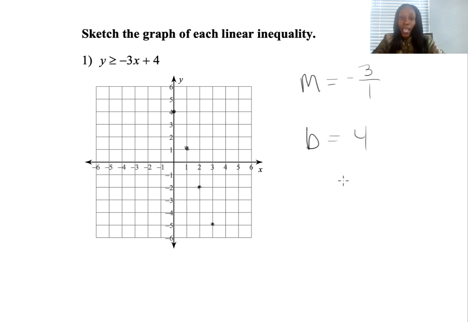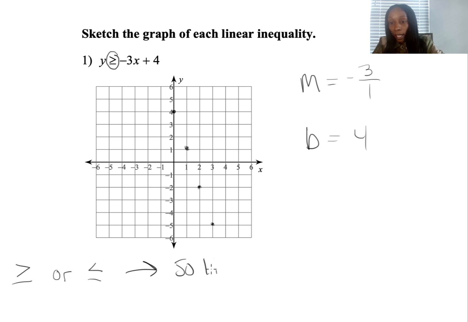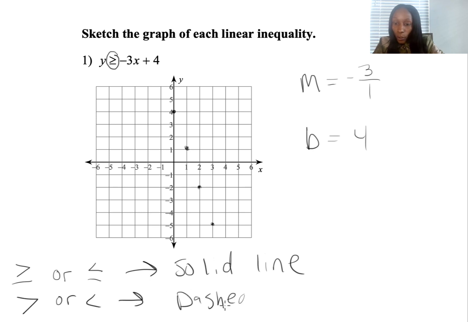Perfect. Now I want you to look at your inequality symbol. When you have greater than or equal to or less than or equal to, it is always a solid line. When you have greater than or less than, it's going to be a dashed line. So in this case, is it going to be solid or dashed? Exactly right. We know this is going to be a solid line.